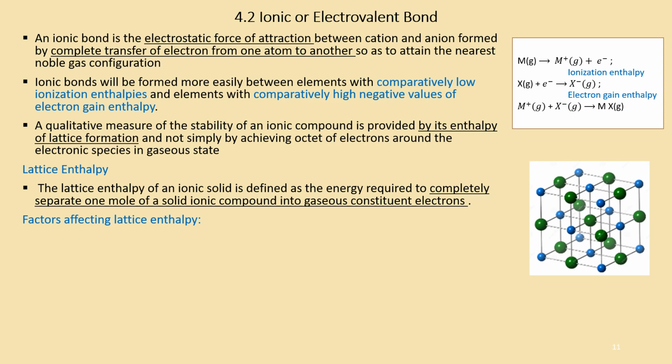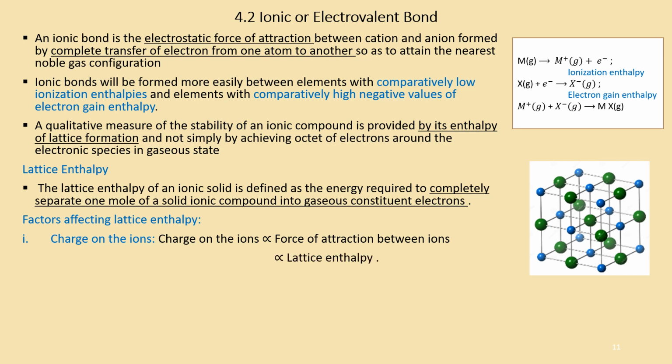Factors affecting lattice enthalpy. First, the factor that affects the lattice enthalpy is the charge on the ions. The charge on ions is directly proportional to the force of attraction between ions, which is directly proportional to the lattice enthalpy. Please note down all these important points. Thus, the lattice enthalpy of bivalent ions is greater than uni-bi or bi-uni ions, which is greater than univalent ions.